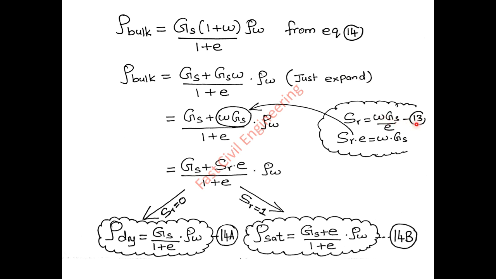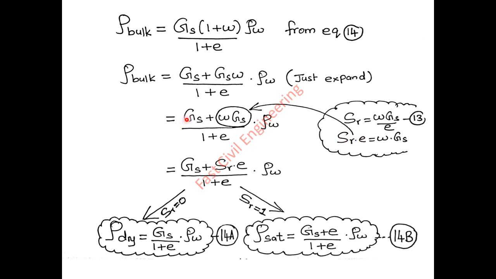From equation number 13, SR is equal to W Gs over E. Check equation number 13. Then SR into E is equal to W Gs. W Gs is equal to SR into E. Substitute this W Gs with SR into E.